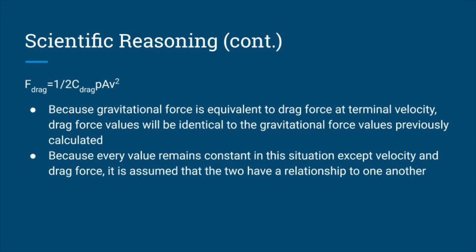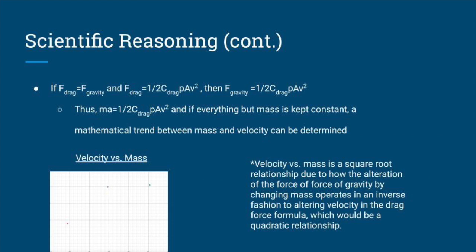Going back to the drag force formula, because the gravitational force is equivalent to drag force at terminal velocity, we can assume that by altering gravitational force, we'll be directly altering velocity due to how they can be linked together mathematically in the formulas we've provided thus far. Due to drag force equaling gravitational force, as well as trying to link the given formulas together, it can be assumed that ma equals half C_drag rho A V squared. Everything but mass is being kept constant, thus a mathematical trend can be established between mass and velocity.